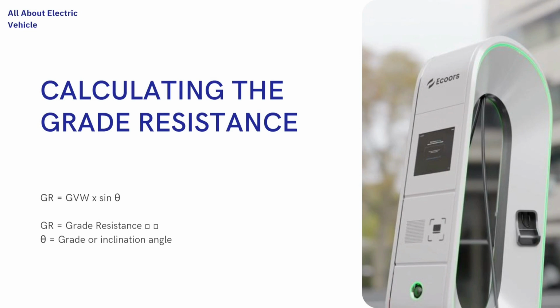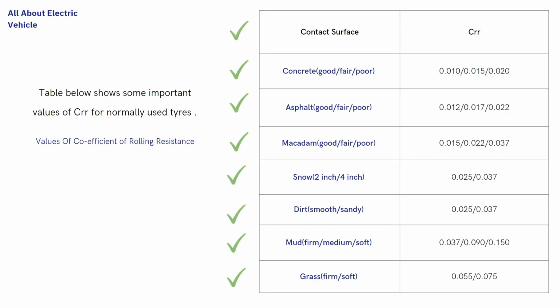So it's important to note that this formula provides an estimate of the rolling resistance, and the actual rolling resistance can vary depending on various factors such as tire type, inflation pressure, vehicle speed, and road surface conditions. Therefore, it's important to consider these factors when calculating the rolling resistance for a particular vehicle and driving condition.